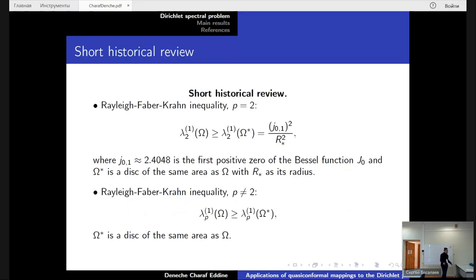Here we have a short historical review. For P equal to 2, when we have the Laplace operator, we have the Faber-Krahn inequality, and the first eigenvalue is found. Now, for P different from 2, we have only this inequality. We have this minimize the first eigenvalue. For this reason, it's not easy to calculate the first eigenvalue.